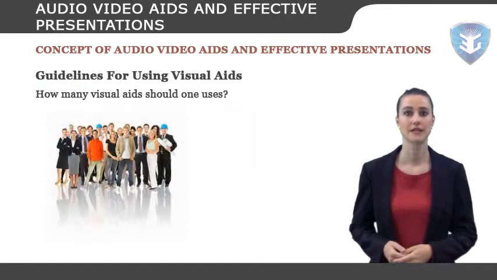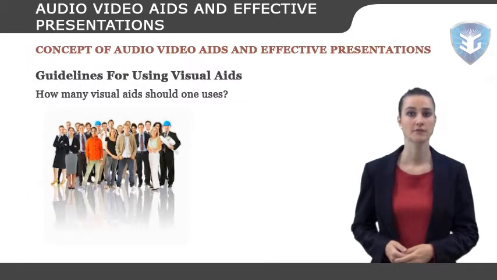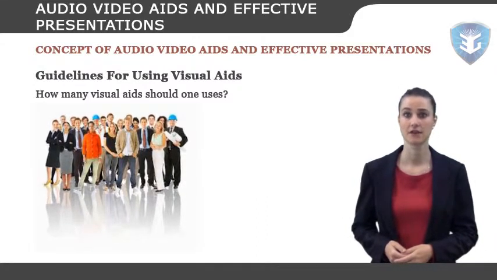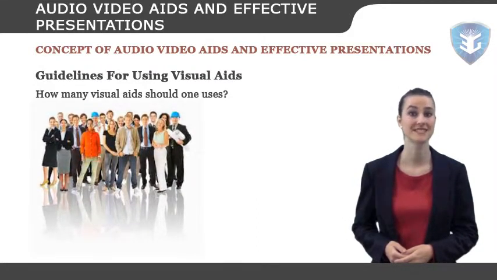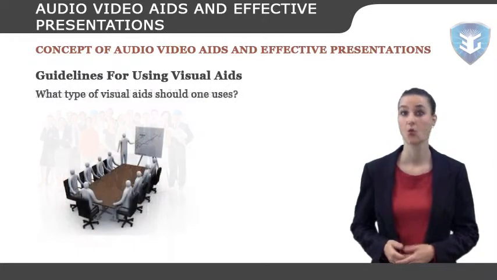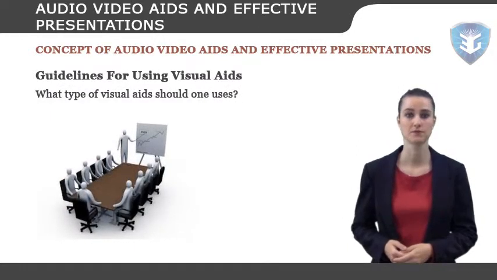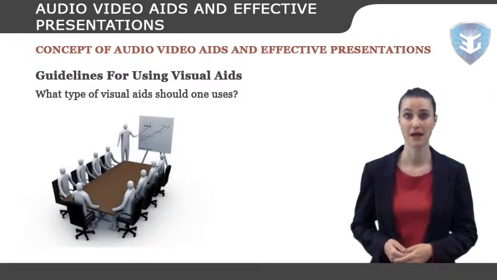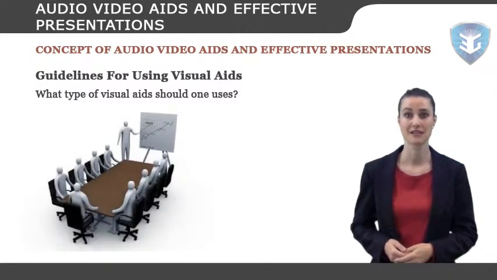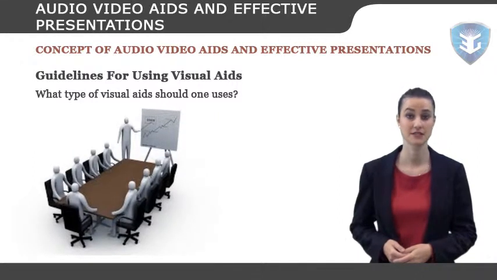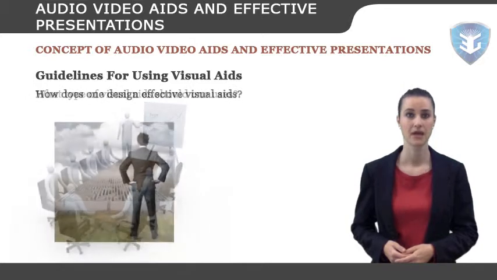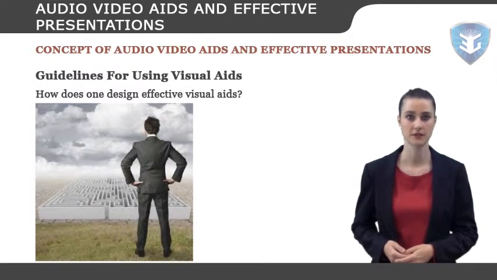How many visual aids should one use? Some kinds of oral presentations will require one kind of visual aid. Presentations conveying complex information may require several kinds of visual aids. What type of visual aids should one use? You can use drawings, graphs, props, and objects, a blackboard with an outline, charts, demonstrations, pictures, statistics, cartoons, photographs, maps, etc.